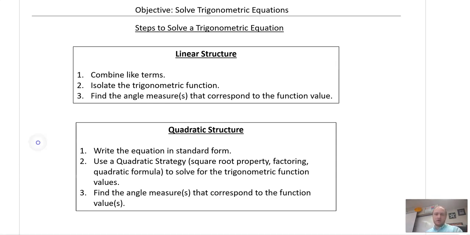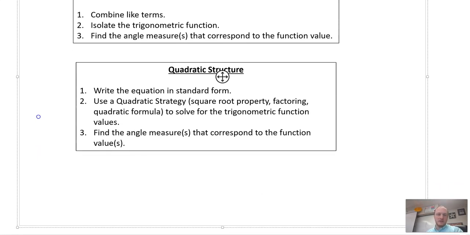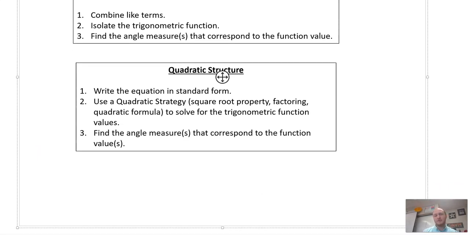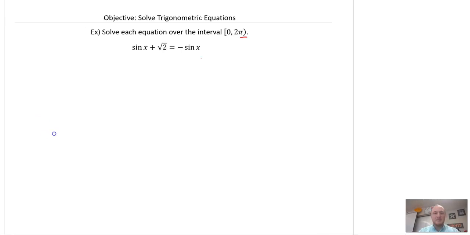If we have a quadratic structure, what we'll want to do is write the equation in standard form and then use a strategy. Now, that may be taking the square root of both sides, maybe factoring using our knowledge of trinomials or binomials. And then once we have our trigonometric function isolated, you'll want to go ahead and, again, find that angle.